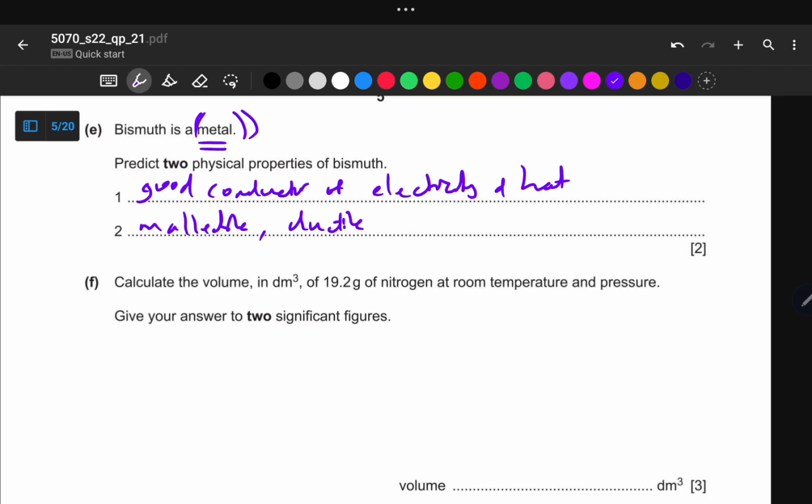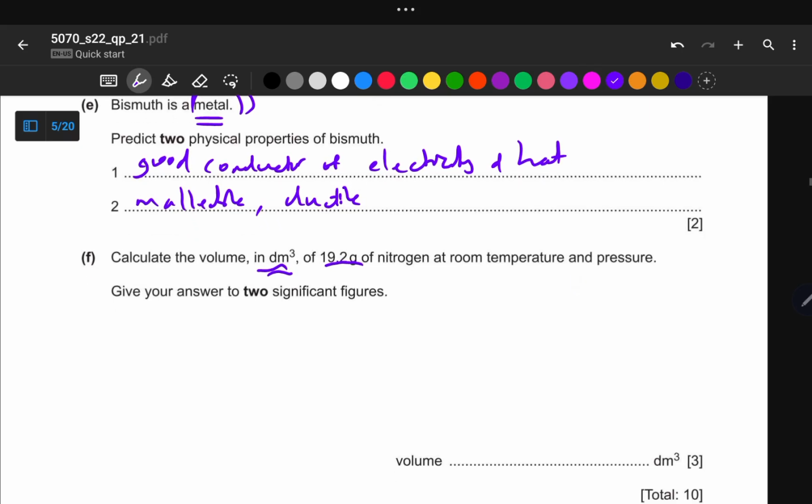And then number F says calculate the volume in cubic decimeters of 19.2 grams of nitrogen at room temperature and pressure, right? Nitrogen exists as a diatomic molecule. So we're going to have the mass. The mass for a single nitrogen atom is 14. So if we are having 2, we are going to have 14 by 2 to give us 28, right? We are saying that it's RTP.